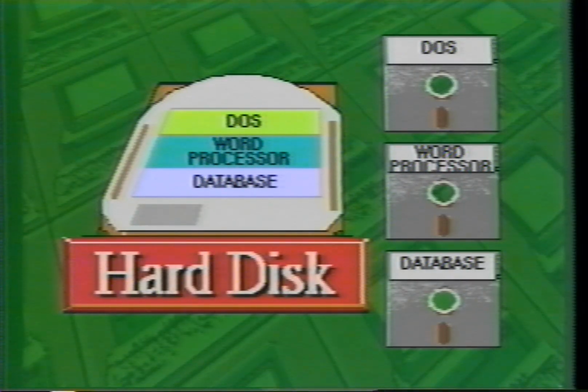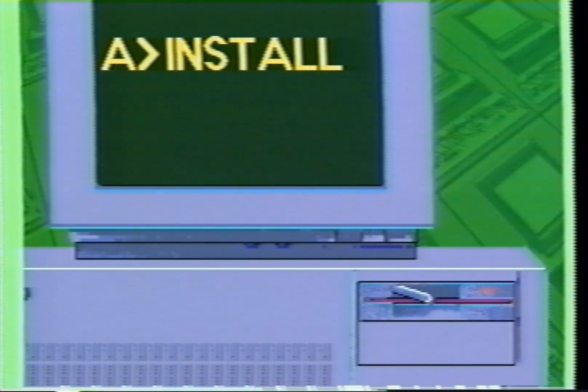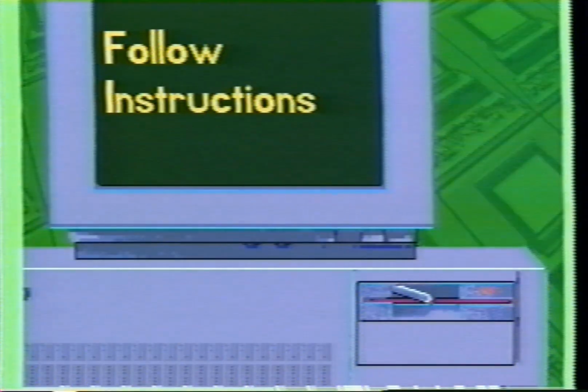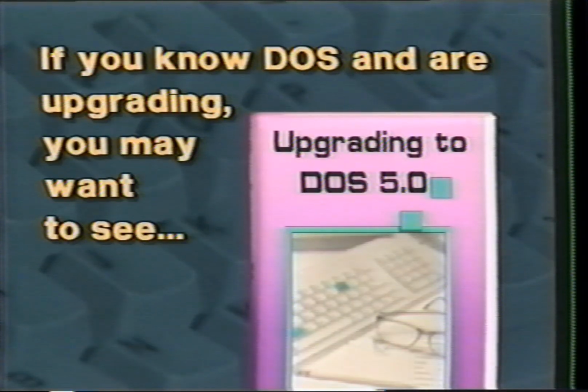Again, we assume your computer already has DOS 5.0 installed on your hard disk. If you have an earlier version of DOS and are upgrading to DOS 5.0 and haven't installed it yet, simply put your install disk in drive A. Type install at the A prompt, enter, and follow the directions. Answer yes to let DOS 5.0 make the changes it wants to make to your computer's configuration. If you are familiar with DOS and are upgrading to DOS 5.0, you may want to view my tape Upgrading to DOS 5.0, where we cover what's new with the program.